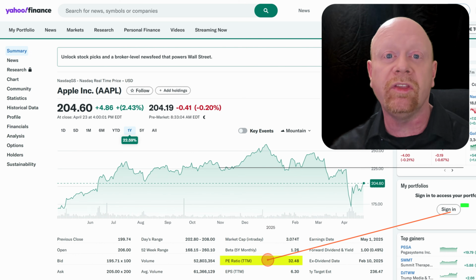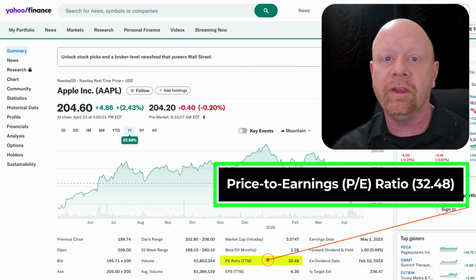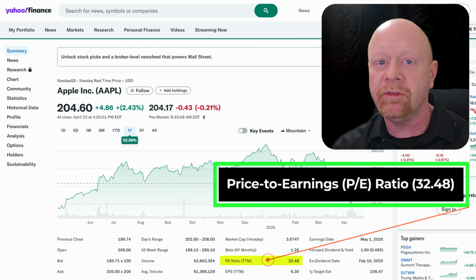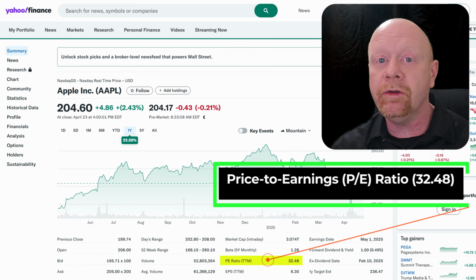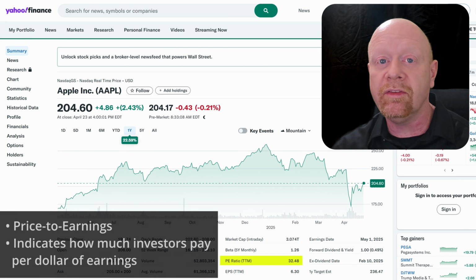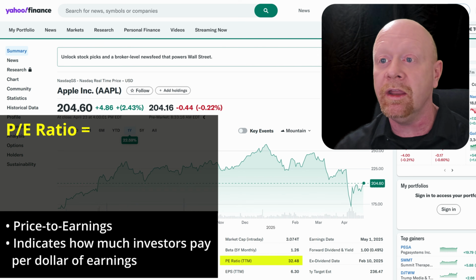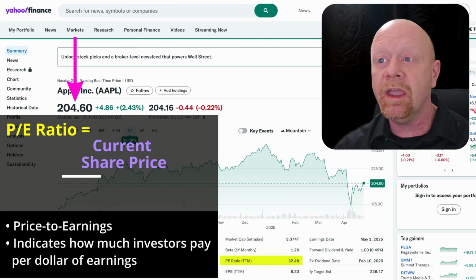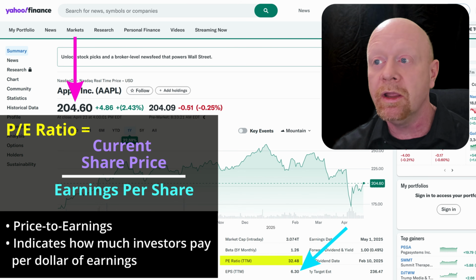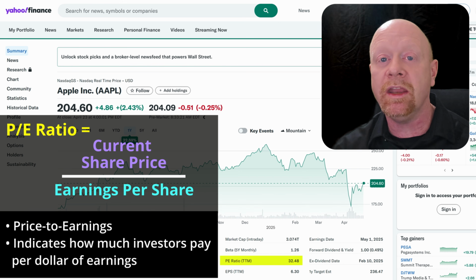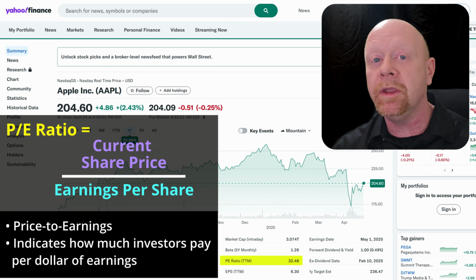Number 11 is the PE ratio. I'm sure you've heard about this in reference to financial ratios. It's one of the more popular financial ratios. Currently it's at 32.48. What this is, is price to earnings. To calculate it, you take the current price and divide by the earnings per share, trailing 12 months. That equals the price to earnings or PE ratio.